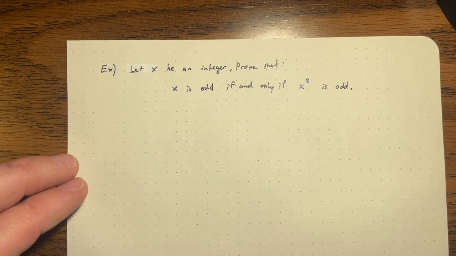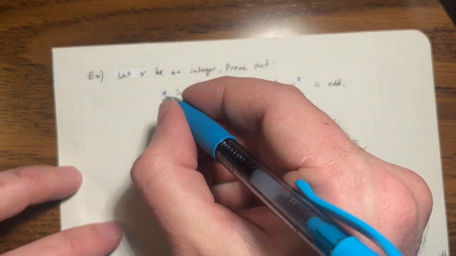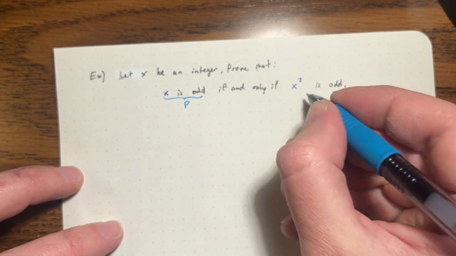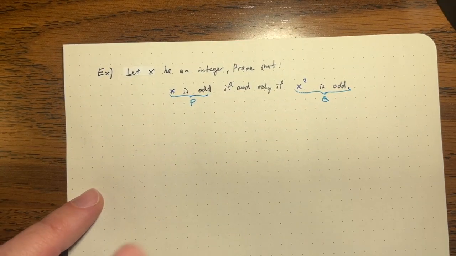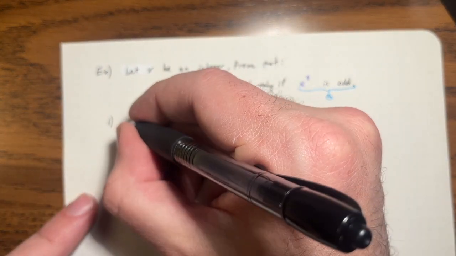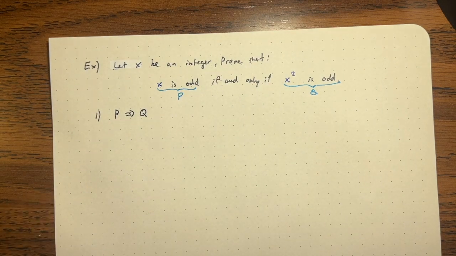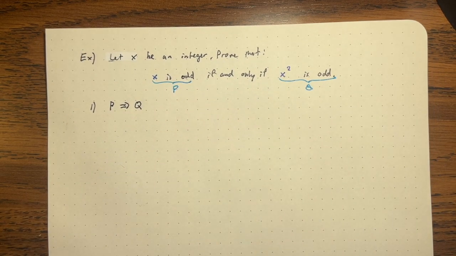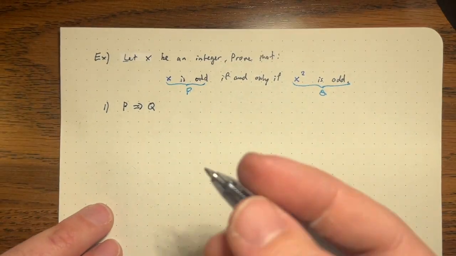Well, you already know what to do. We see the if and only if, so we've got P and Q. First step, prove P implies Q. This one is true, by the way, unlike the other one. I'm not trying to trick anyone. So let's prove P implies Q.